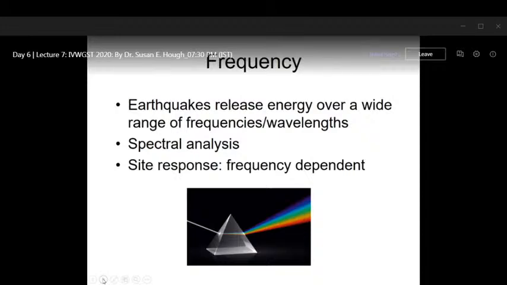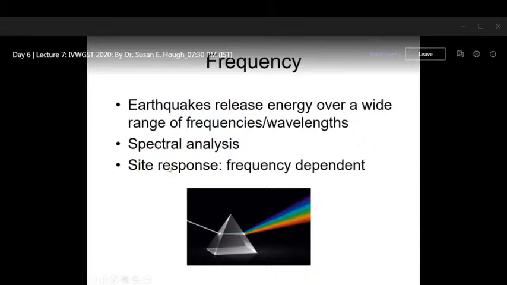I don't know if people have had an introduction to Fourier spectra and spectral analysis, but it's a fairly straightforward concept. Earthquakes release energy over a wide range of frequencies or a wide range of wavelengths. You can think of an earthquake like a musical symphony that has a wide range of tones, from low tones to high tones. So we use spectral analysis to consider the energy at different frequencies, because for building damage, it's very important, not just the amplitude of shaking, but what's the frequency of shaking, and I'll talk more about that.